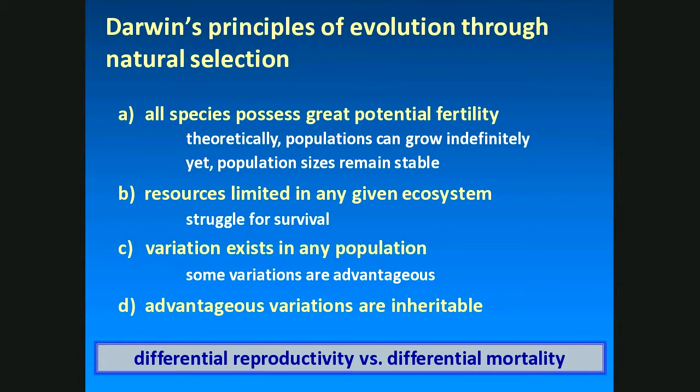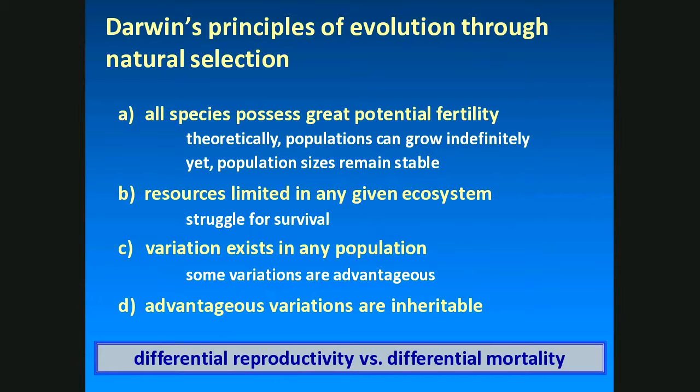So theoretically, populations can grow indefinitely, but they don't. They remain relatively stable. So something's keeping the population size in check. Part B might give us the answer. There's only so much to go around, right? This is the Malthus thing. Resources are limited. Food, water, nesting sites, sunlight, mates, whatever you want to say. Those are limited. And so there's a struggle. Now, if there's a struggle, there's a competition. And in a competition, some win, some lose. And there's somebody every place in between.